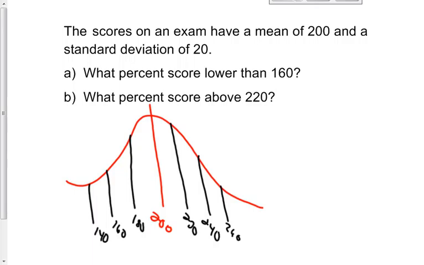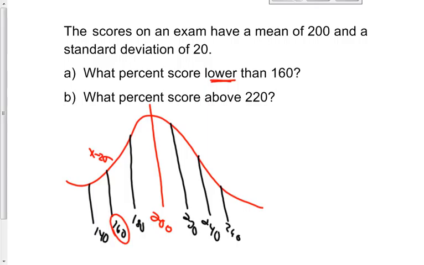Then I can go ahead and answer the question. What percent score less than 160? 160 is right here, but you need to remember, where were we? We were at average -2 deviations. So if the question is asking me what percent score lower than 160, I'm going to go back to my bell curve. I'm going to look for the average minus 2 line and take everything that's lower than that.